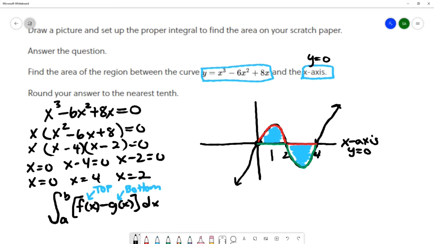So representing this first one here, this interval, I'm going to integrate from 0 to 2. Those are my bounds on x. It starts at 0 and goes to this point 2. And my top curve is the cubic, x cubed minus 6x squared plus 8x. And my bottom curve is the x-axis, which is 0.